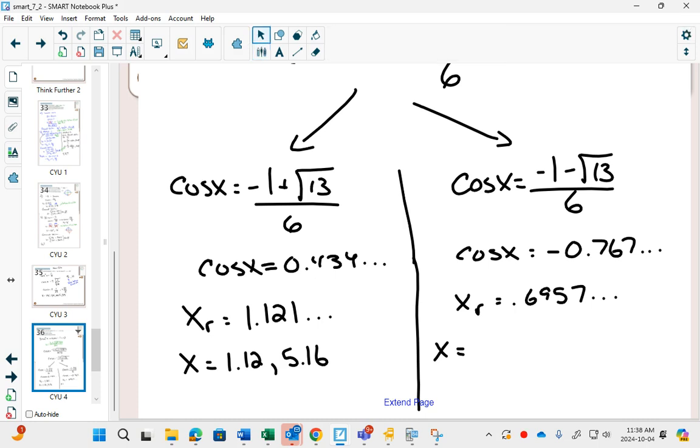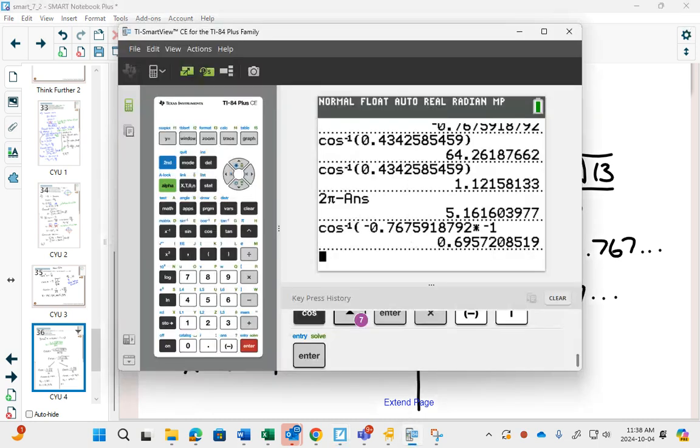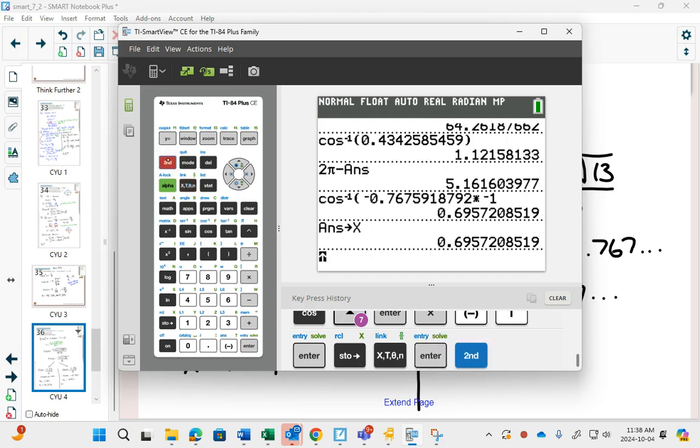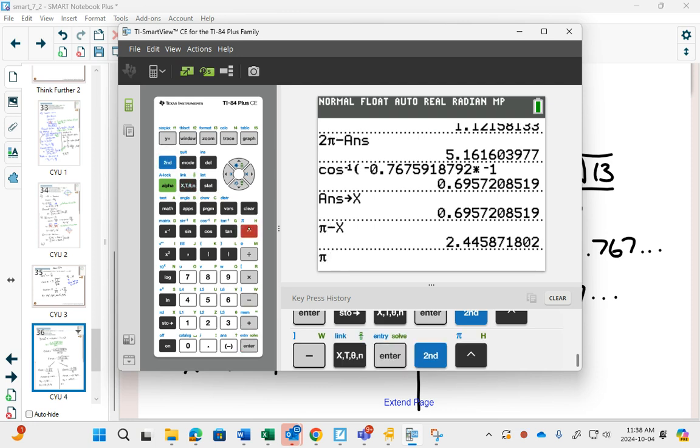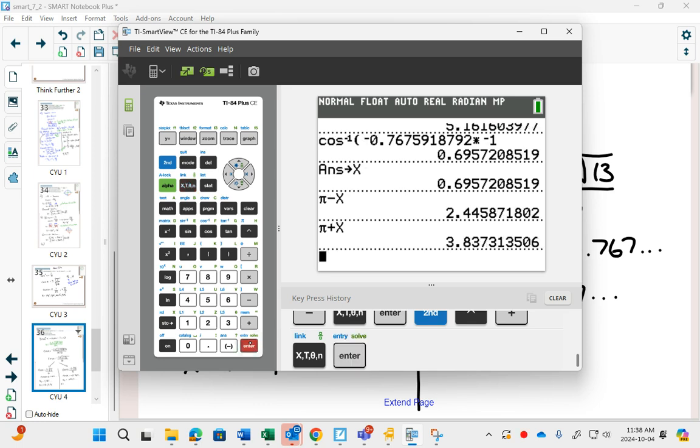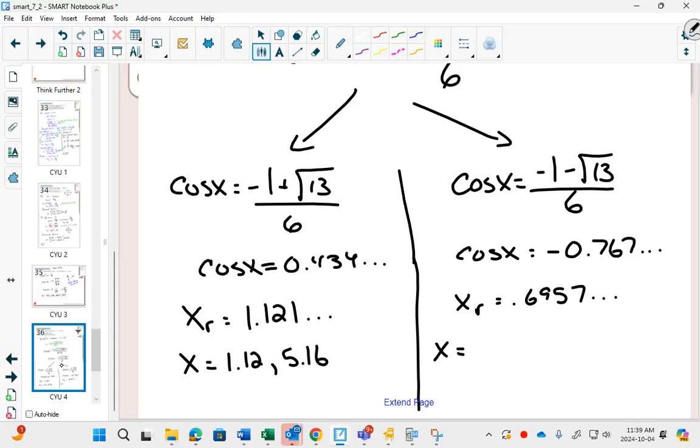Now here, cos is negative in quadrant 2 and quadrant 3. So I'm going to have to use this more than once. I really like to use my store button on my calculator and store that reference angle as x. That way when I go to quadrant 2, which is pi minus my reference angle, and quadrant 3, which is pi plus my reference angle, I can do it that much quicker. So I get 2.45 and 3.84. Awesome.